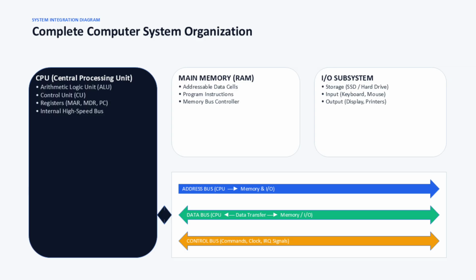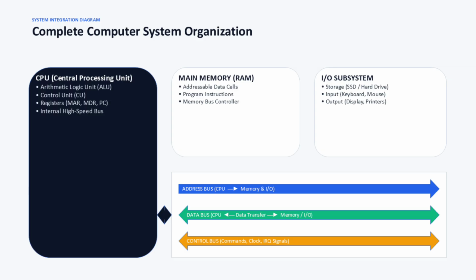Now let's move to the third section, the input-output subsystem. This includes storage devices such as SSDs and hard drives, input devices like keyboards and mice, and output devices such as monitors and printers. Whenever you press a key, save a file, or display an image on your monitor, these devices communicate with the CPU through the system buses.